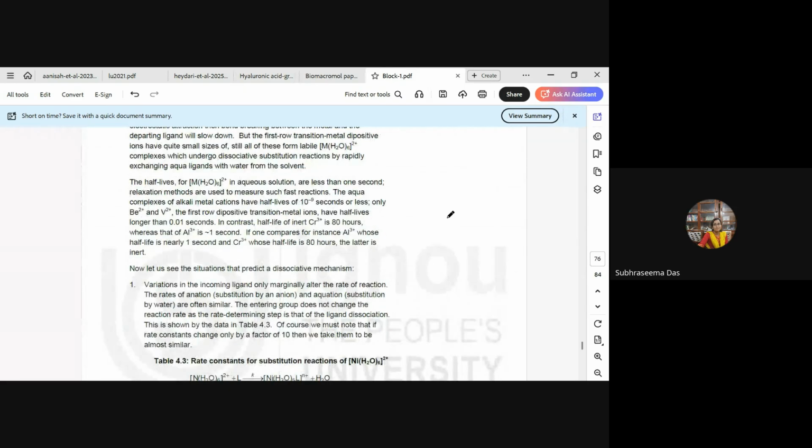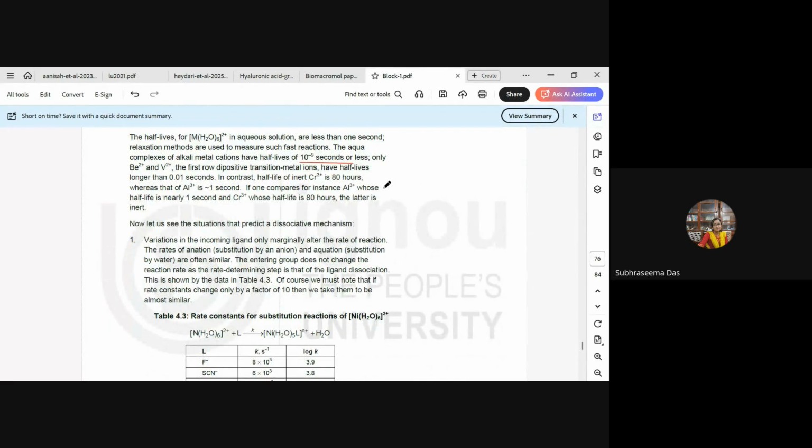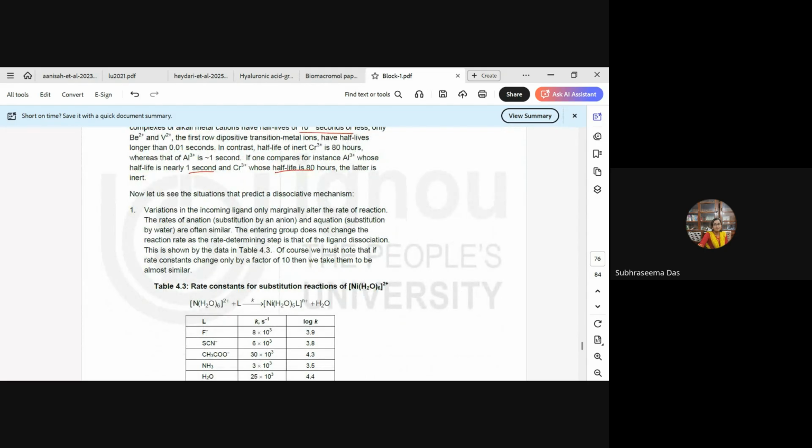Okay, so the half-lives for M(H2O)6 are less than 1 second. The relaxation methods have been used to measure such fast reactions. The aqua complexes of alkali metal cations have half-lives of 10 to the power minus 9 seconds. If we compare aluminium 3+, whose half-life is 1 second, and chromium 3+, whose half-life is 80 hours, then we say that chromium 3+ is an inert ion.